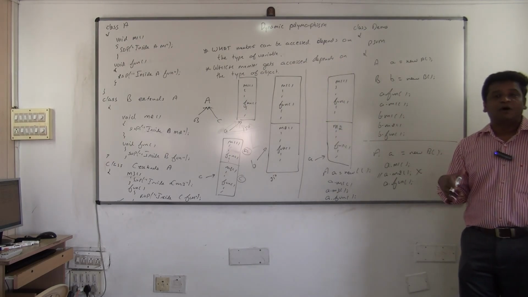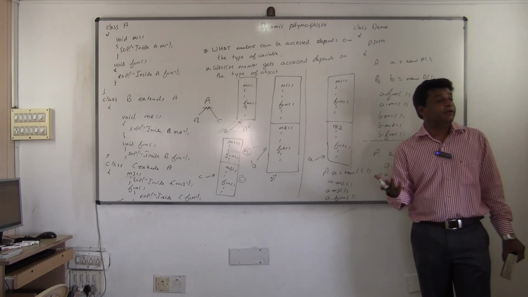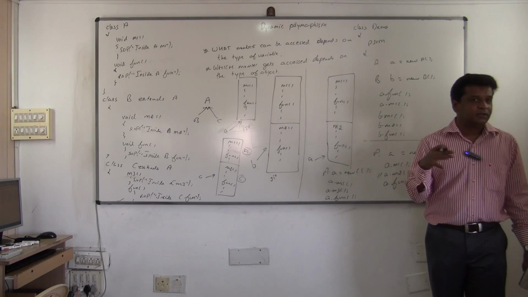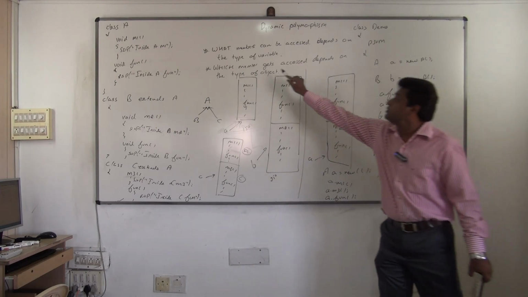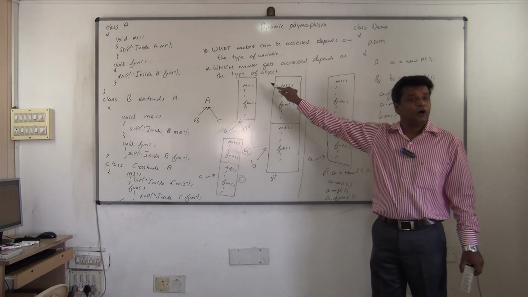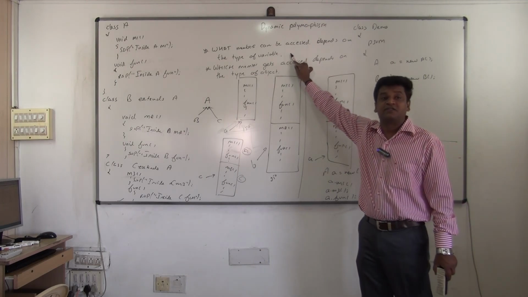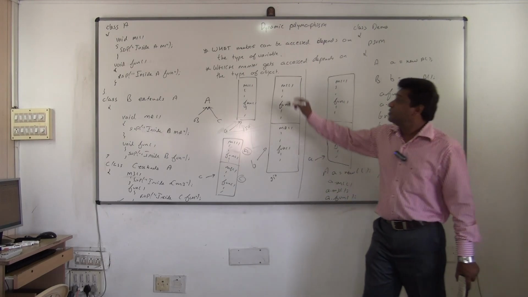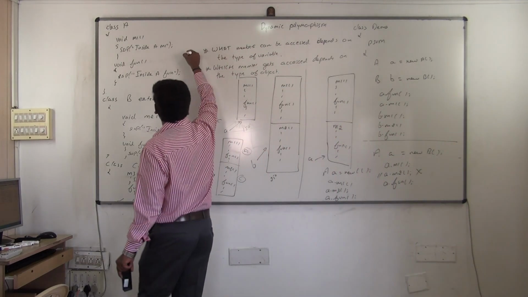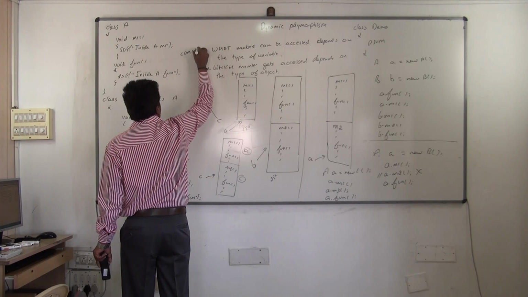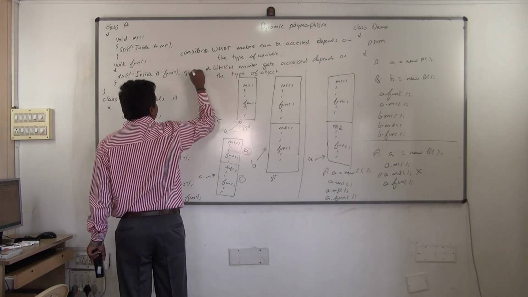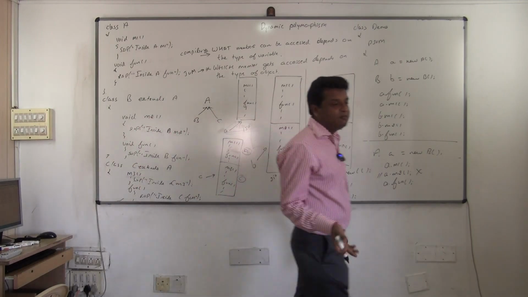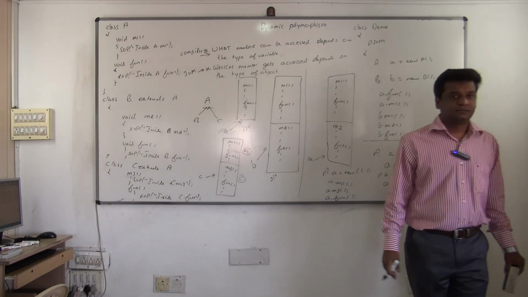Means which method gets executed depends on what? The type of object, not on the type of variable. Which member gets access depends on the type of object. What members can be accessed depends on the type of variable. Both the rules are correct. Understood? So this will be checked by compiler. Here compiler will play a role. Here JVM will play a role. So JVM will decide during runtime which one to execute.